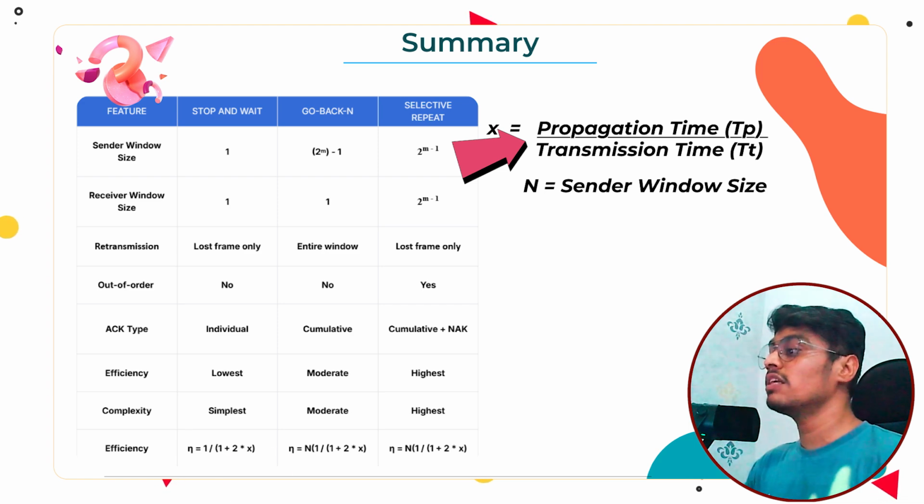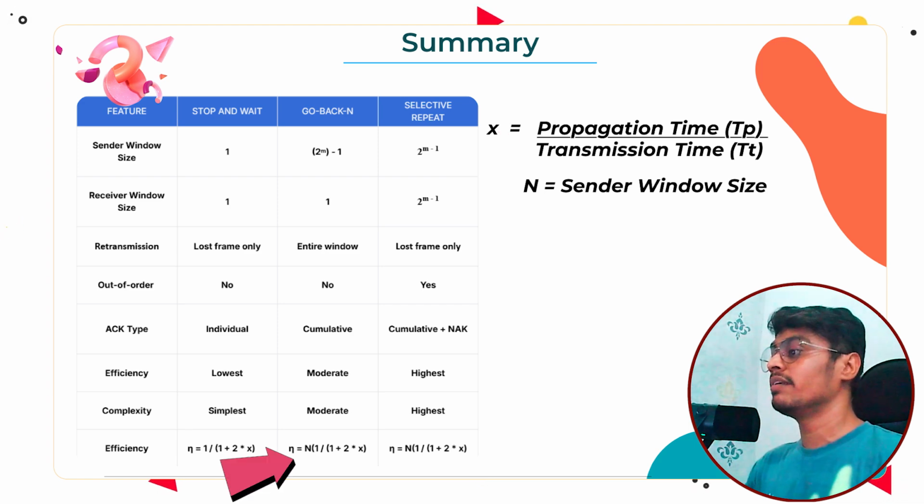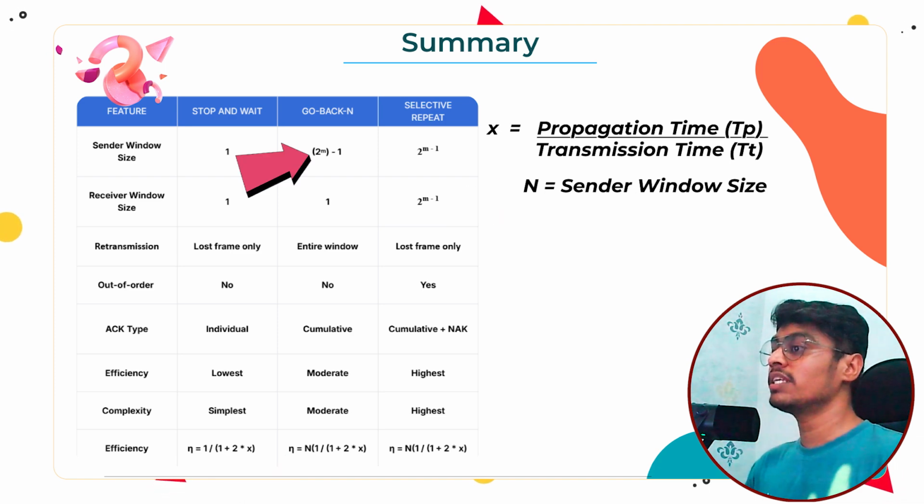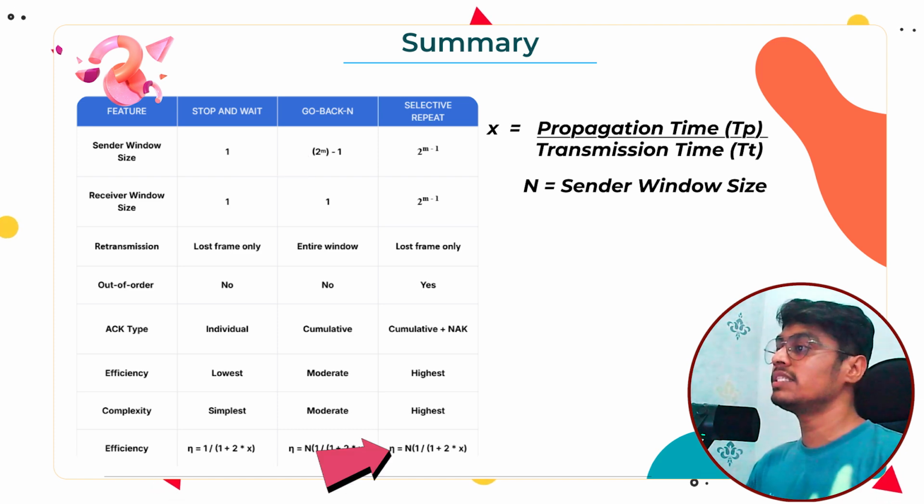Okay, now what is the formula of efficiency in Go Back N? Efficiency equals N times 1 upon 1 plus 2x. What is N here? Sender's window size. What is sender's window size in Go Back N? 2 power m minus 1, and this formula is the same in selective repeat also. This is the efficiency in all these protocols.